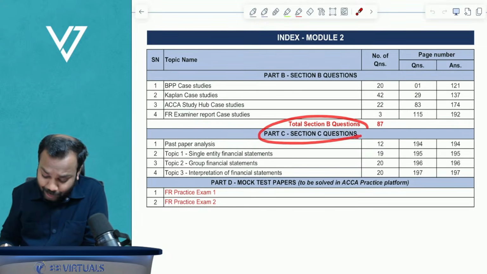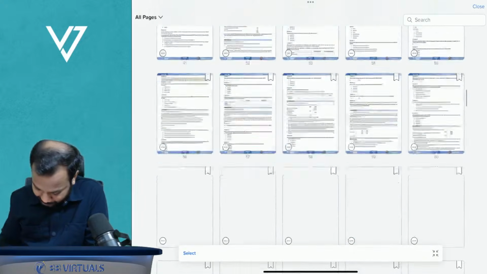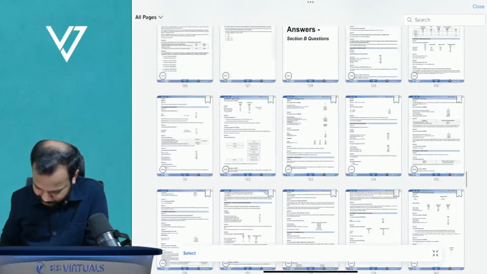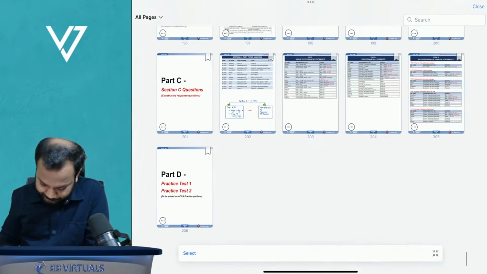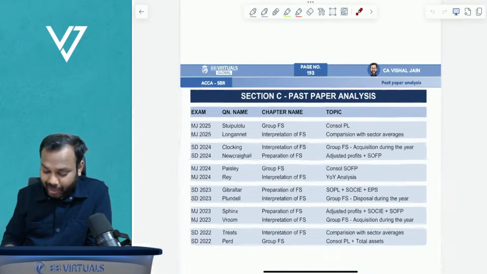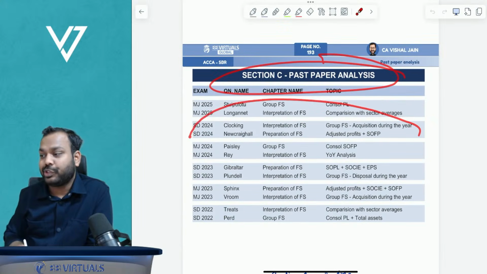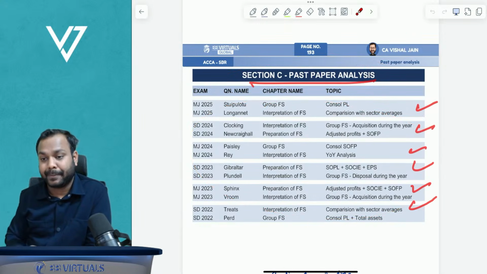Now for section C questions. See what I have done. The questions are along with the answers. See, I have done the analysis of the past papers for section C. What type of questions were asked in section C in the past papers? Last 1, 2, 3, 4, 5, 6 attempts.